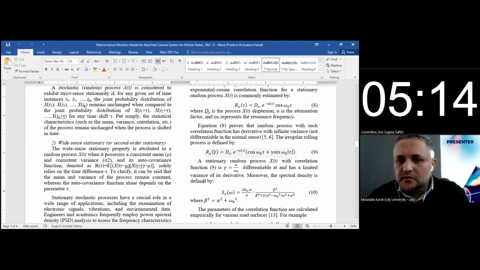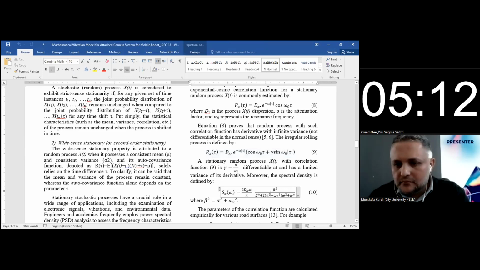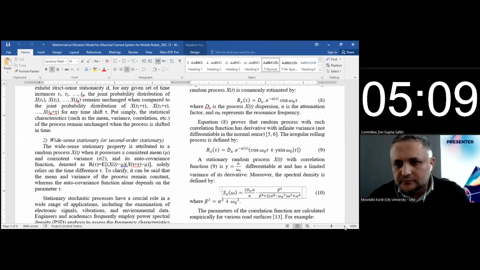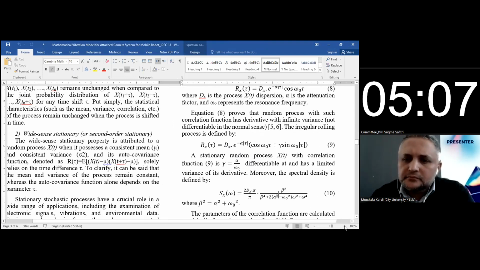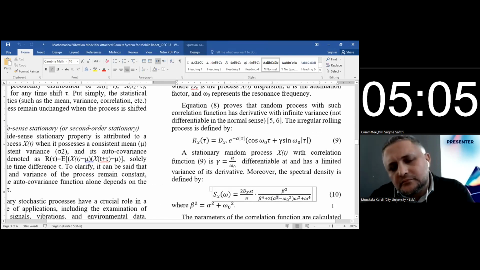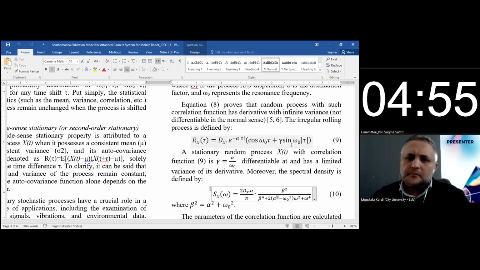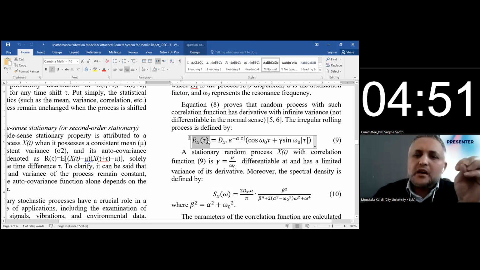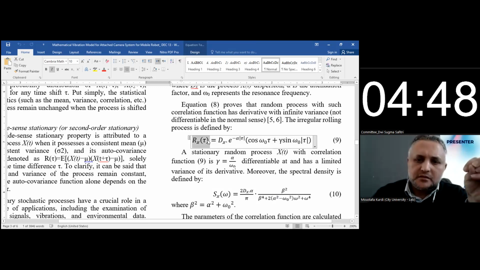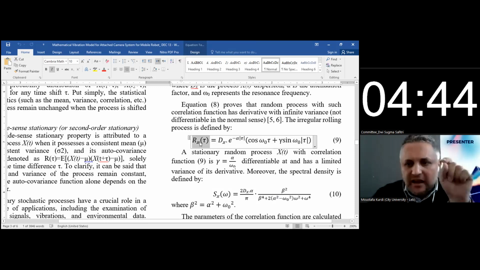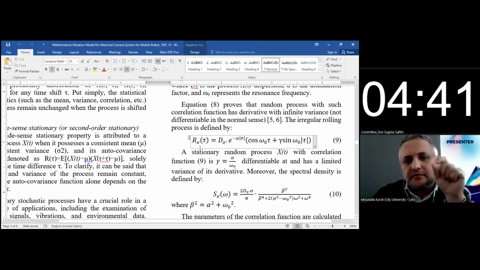Do you mean this? Yeah, that very formula. I'm just wondering what random variables you are talking about here that you are presenting as Rx. What are the random variables? The Rx of T is our regular rolling process.